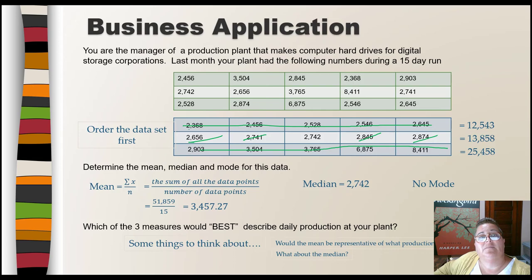What about the median? Is the median a better representation of what the plant does on a daily basis? Think about it in these terms. Would you want the higher-ups to set you a daily goal of 3,457, or would you want them to set you a daily goal of 2,742? Which one is actually done more frequently? Is there a mode? Well, there wasn't one, so maybe that wouldn't be.